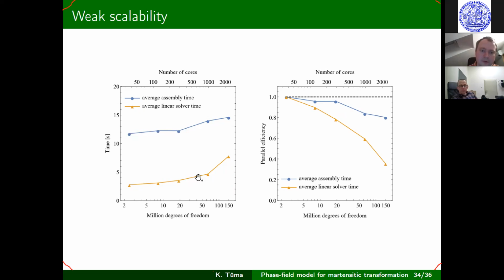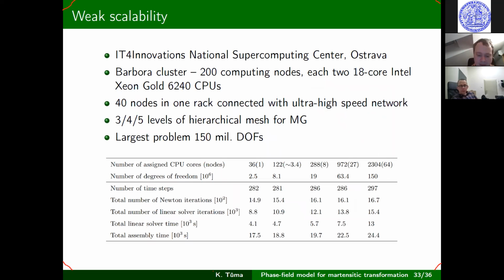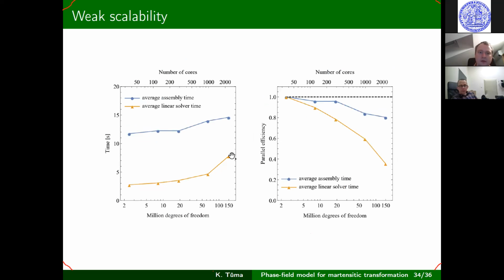We have some idea why we think that the linear solver time for 150 is much higher than for 64 million degrees of freedom. And we think that this is due to the architecture of the Barbora cluster. Barbora cluster contains 5 racks, every with 40 computing nodes. And the communication speed inside the rack is significantly faster than between different racks. And you can see that up to 64 million degrees of freedom, the whole simulation fitted into one rack. But for the largest simulation, we needed 64 computational nodes, for which we need 2 racks. So there was this extra inter-rack communication that probably made the linear solver time higher.